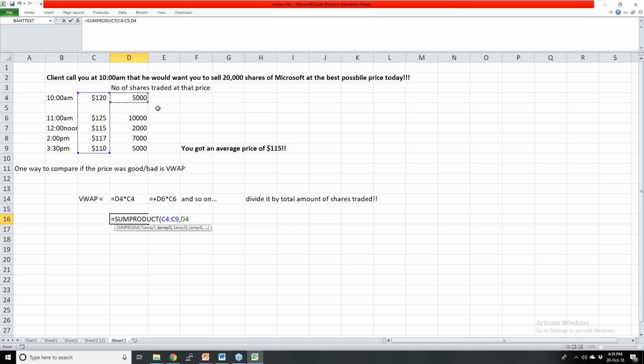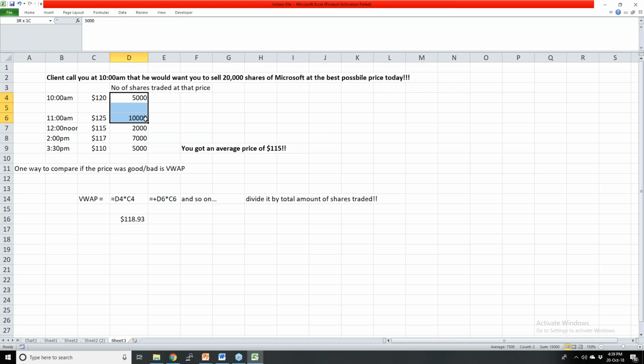All right. Divided by sum of the total number of shares. So it's 118.93. Right. So maybe your client would not be that happy, right? Because you sold it at an average price of 115 and the VWAP of the day was 118.93.